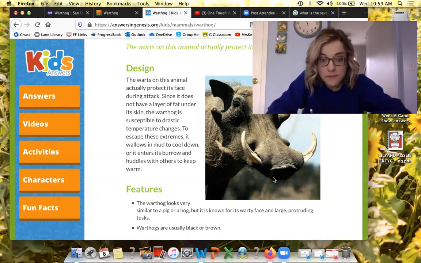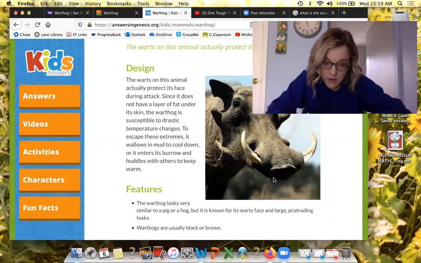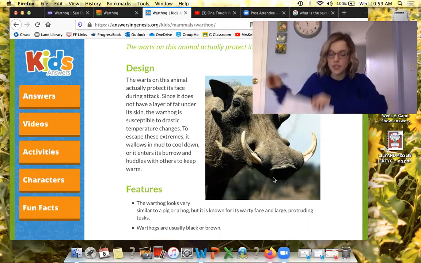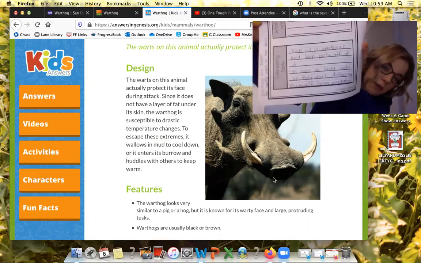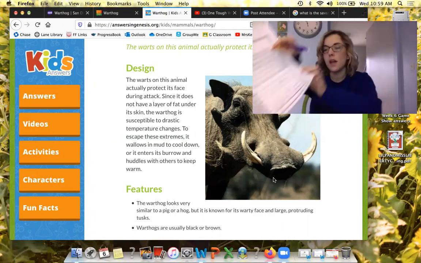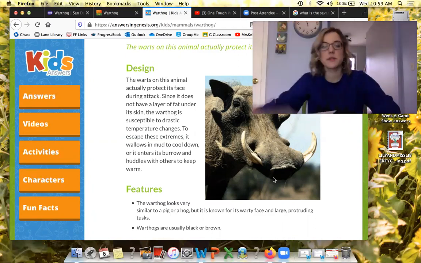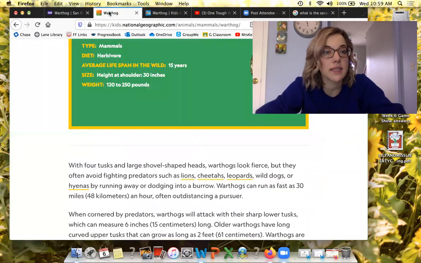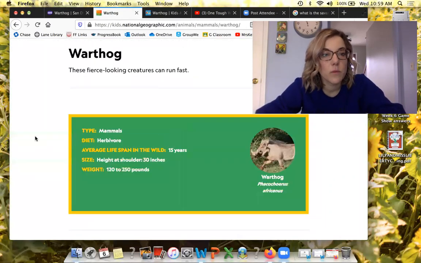Warthogs are known for having warts on their faces. See how I wrote that in the margins because I didn't have room? I have a whole other margin that I can use. Let's find one more thing, and I'm going to skip to another site so that I can find some more information.